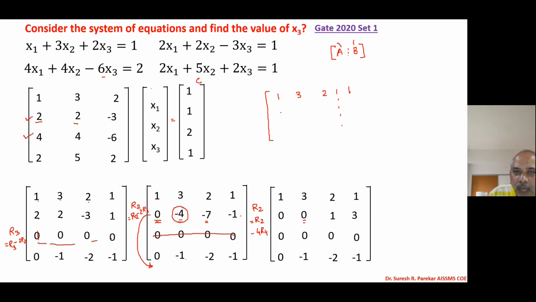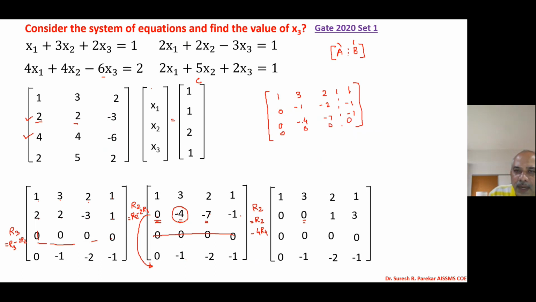Then we have, I will shift this fourth row as a second, minus 1, minus 2, then we have minus 1, and this I will shift below 0, minus 4, minus 7, minus 1. And then last is 0. This I need not consider, or you can write it if you want, then this will be 0.